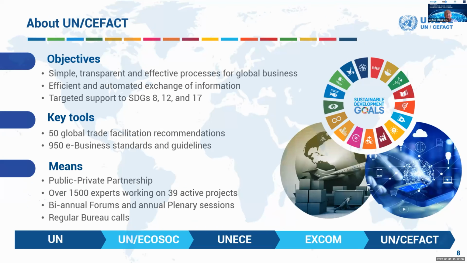There are pretty well the objectives and the SDGs that this work addresses. There are the deliverables that are usable in helping us get to trade facilitation and support of sustainable supply chains. There are currently 39 active projects, and these will be exercised at that 40th forum going forward. 1,500 experts, and we can expect probably 300 people at the forum in Geneva in May. And I'll talk about the schedule of plenary sessions in a minute. The regular bureau calls occur every fortnight. That's the bureau. There's about seven of us working with the secretariat, driving this all forward. Next slide, please.